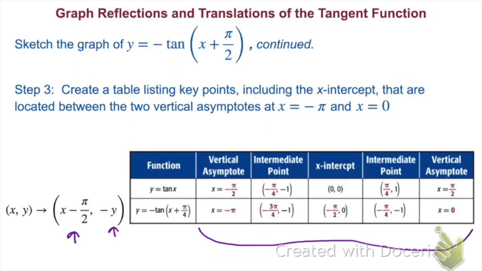And again, your intercept is halfway between your two vertical asymptotes. Then we do intermediate points halfway between the x-intercept and the vertical asymptotes. And then we graph it. And then we're going to make a cycle to each side of it.